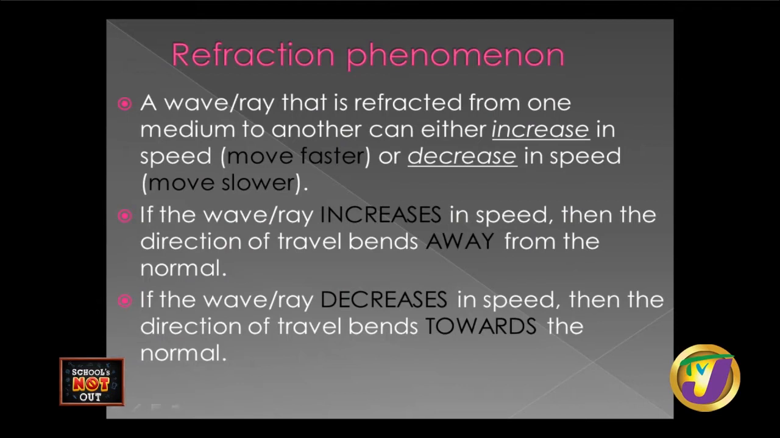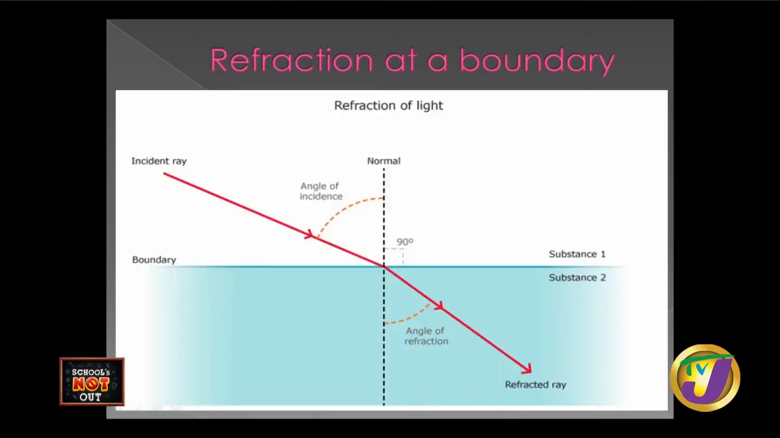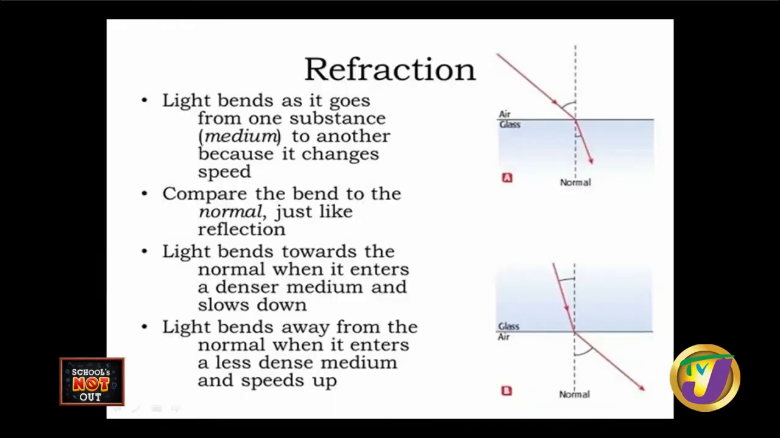If the wave increases in speed, then the direction of travel bends away from the normal. If the wave decreases in speed, then the direction of travel bends towards the normal. So, as I was saying before, from less dense to more dense, it slows down, it bends towards the normal. From more dense to less dense, alright, here's the diagram, good.